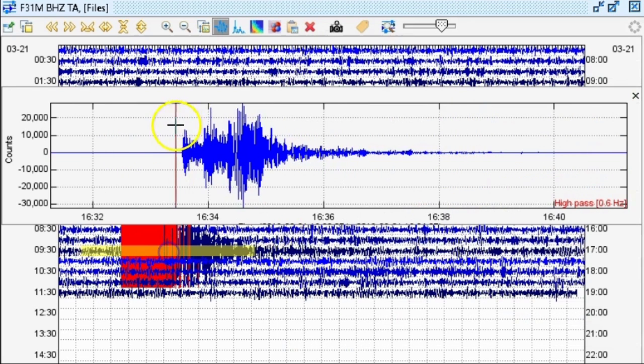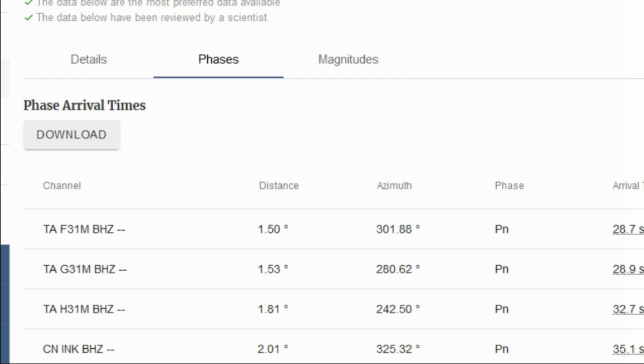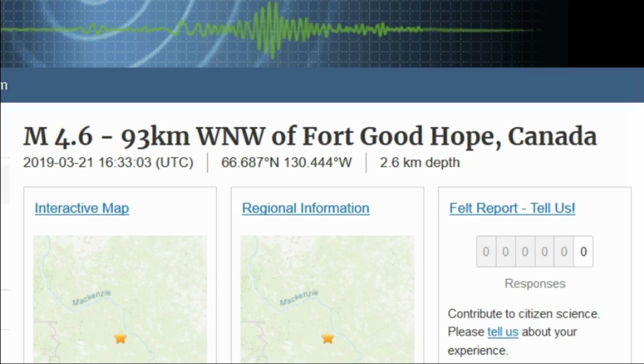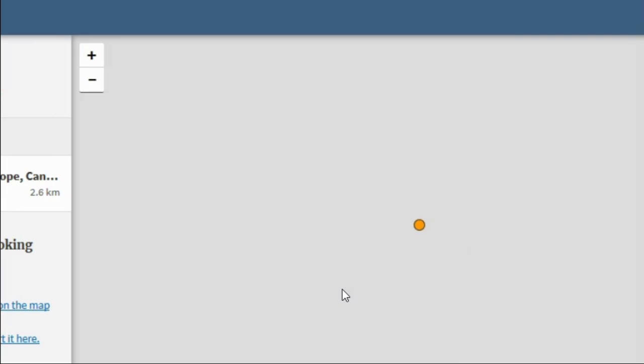Wow, guys, look at this. This is the magnitude 4.6 at 2.6 kilometers in depth. I believe that's what it was. In northern Canada, in a strange location, let's go look at that just real quick. Yep, 4.6 at 2.6, that's where it is, and it has some strange, dominant, lower frequencies. We'll take a look at the spectrogram in just a second. I just want to look at the satellite, see if there are any volcanoes in this area.